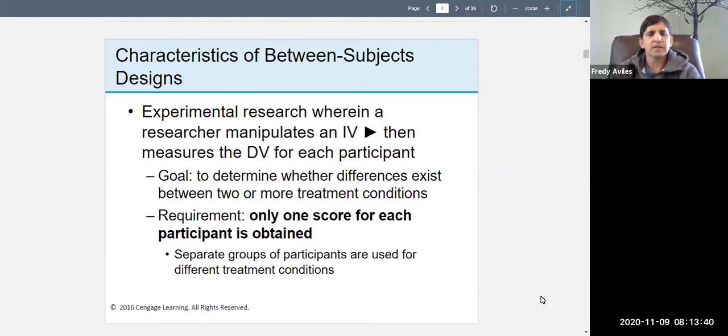There's a requirement, right? The requirement is that there's only one score for each participant. Okay, only one score for each participant is obtained. In other words, what that means is that a participant is either in the control group or in the experimental group, not both. Okay, you don't get a score for them in the control group and in the treatment group. They're only in one group. That's what that means. It's not really accurate to call it one score because you can have many things that you're measuring, but it means they're either in one group or another. They can't be in both. Okay. So separate groups of participants are used for different treatment conditions.